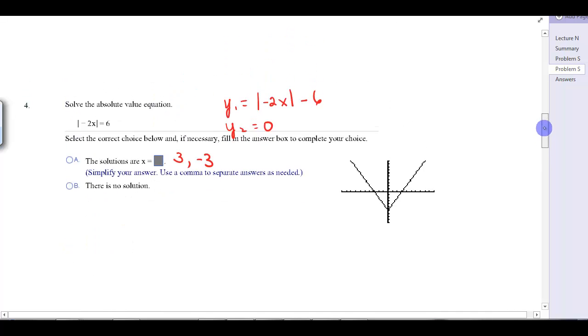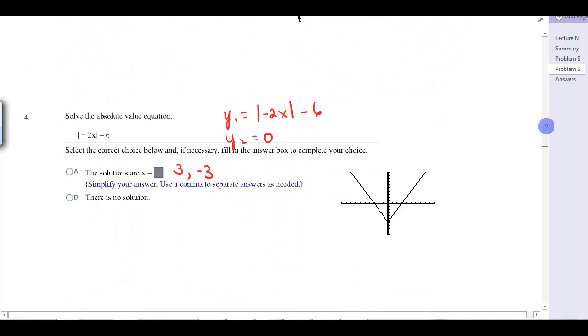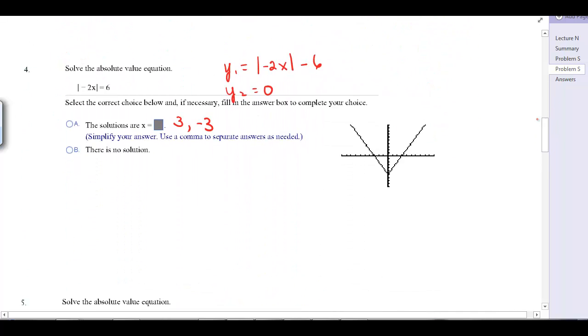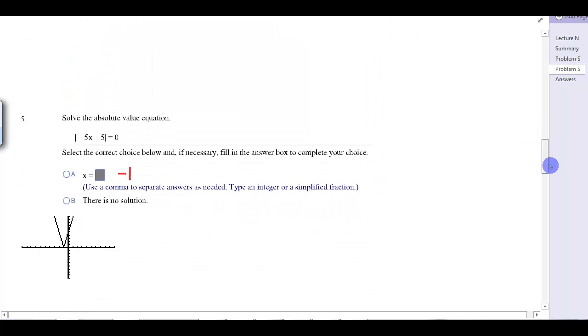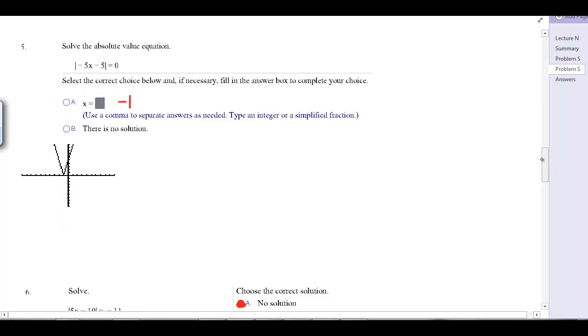Whoops, I went too far. Okay, number 4. Same thing. Y1 is this. Y2 is 0. You have a negative 3 and a positive 3. And that's that. So that should be coming a little bit easy. Now this one is one solution because it's that V that's just touching right here and not going through. So the answer would be negative 1. You would have one solution.